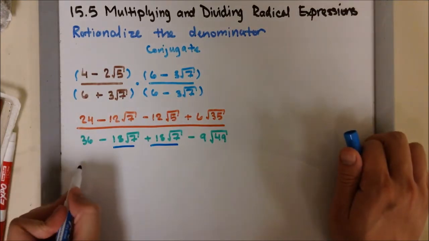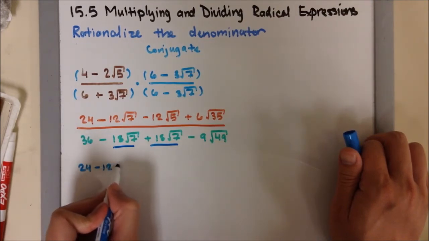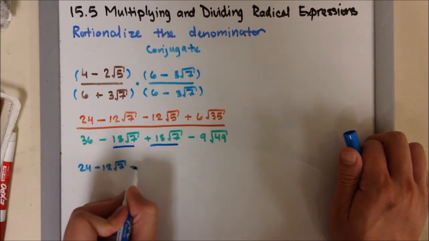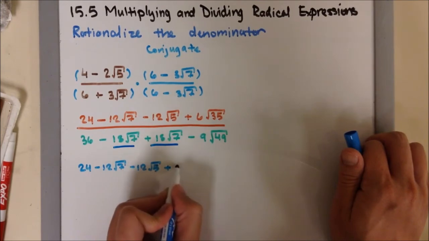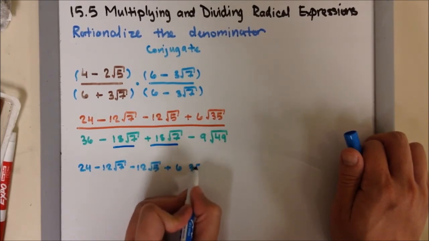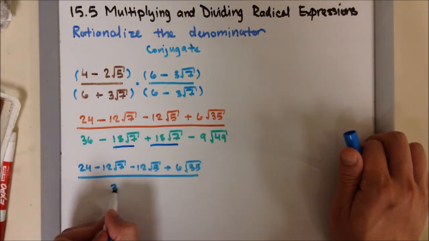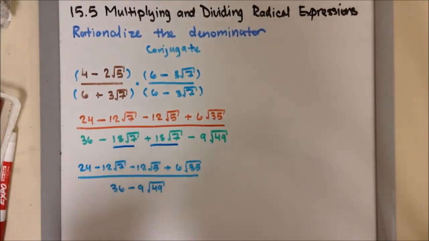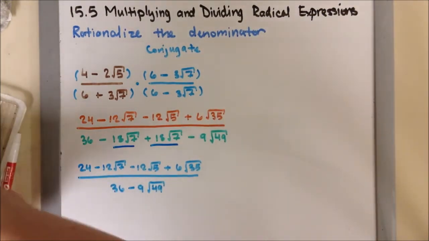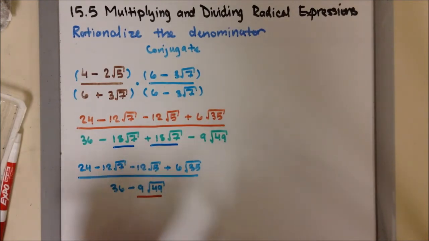So let me rewrite the numerator down here. 24 minus 12 square root of 7 minus 12 square root of 5. And don't worry about putting this in order. 6 square root of 35 over 36 minus 9 square root of 49. Now here, you can actually simplify the square root of 49 because it's a perfect square number.